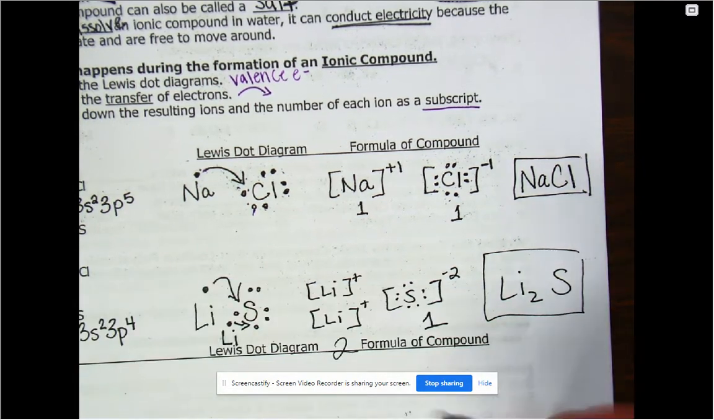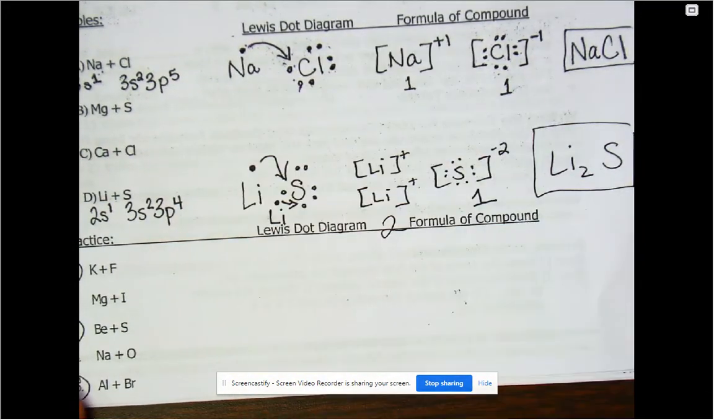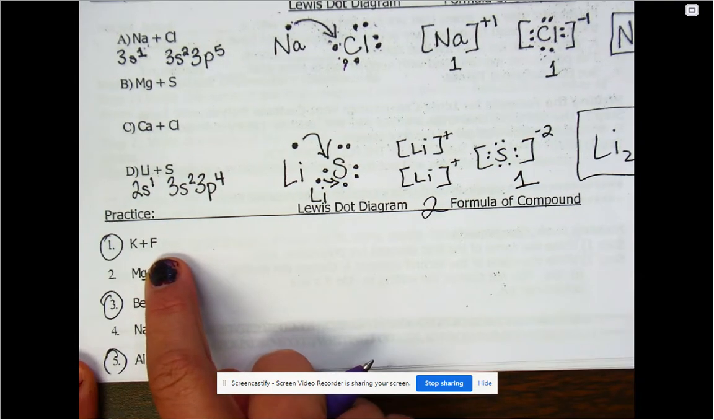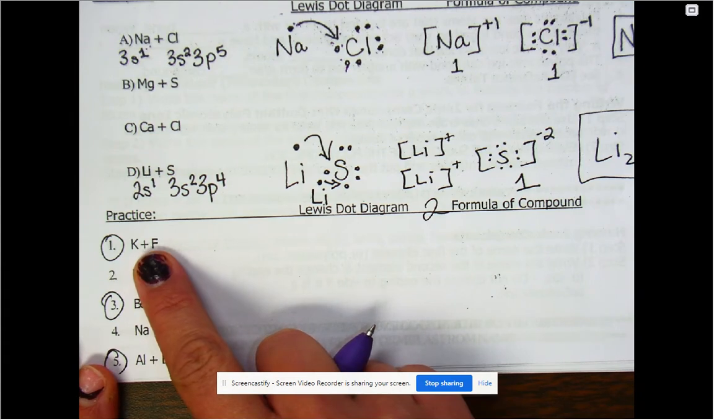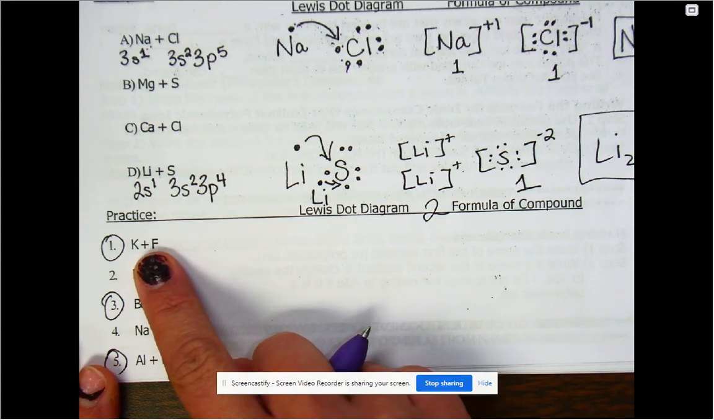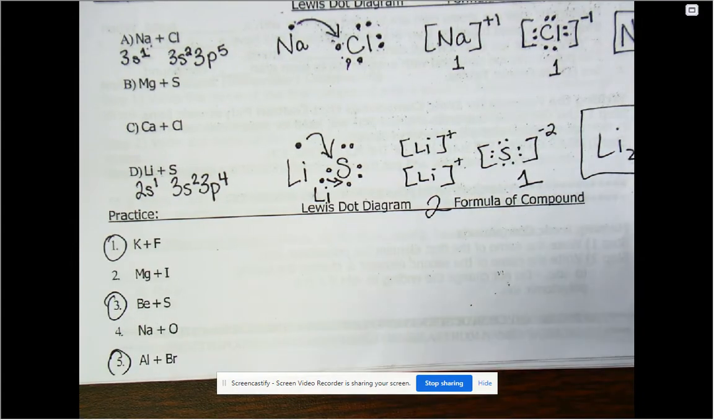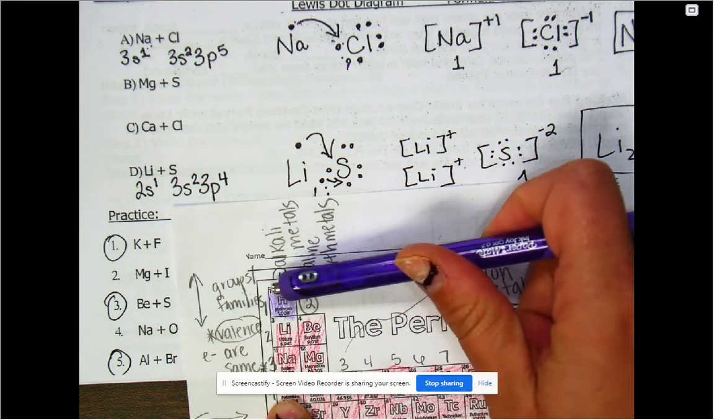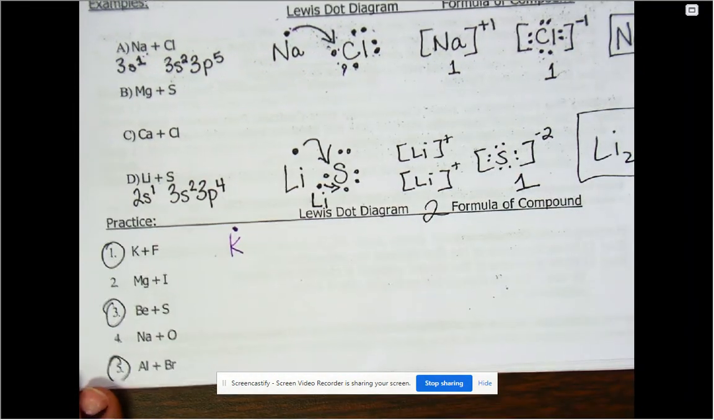All right, so let's try one together because I'm losing y'all. Let's look at something like potassium and fluorine down here for the practice, and then we'll come back up and look at this one over here. So potassium and fluorine. I need to know valence electrons of potassium. Potassium is in group 1, so he has 1 valence electron. So we're going to say K, and we're going to put a dot above him.